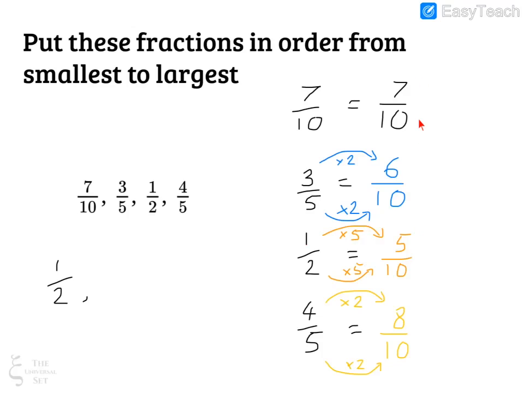And then what's coming next? This one's the next smallest then, isn't it? 6 tenths was the same as 3 fifths. So we've had 5 tenths, we had 6 tenths. 7 tenths is coming next then. 7 tenths is the third biggest. And my last one, my biggest one then, is 8 tenths, which was the same as 4 fifths. So 4 fifths. That's the biggest one. Great.